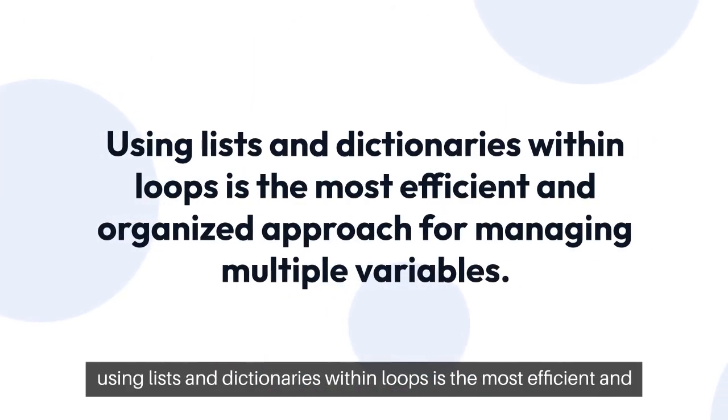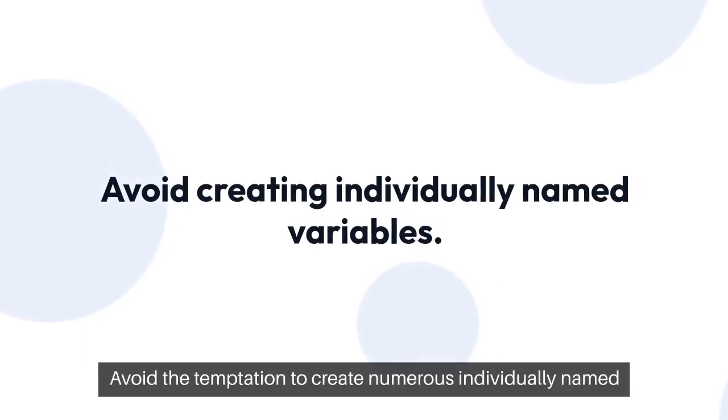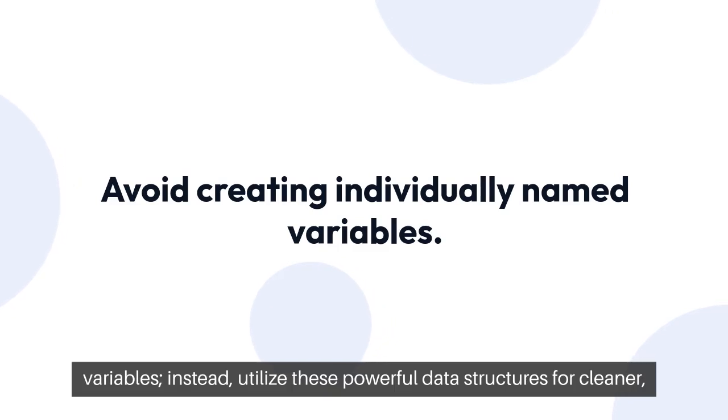In essence, using lists and dictionaries within loops is the most efficient and organized approach for managing multiple variables generated iteratively. Avoid the temptation to create numerous individually named variables. Instead, utilize these powerful data structures for cleaner, more manageable code.